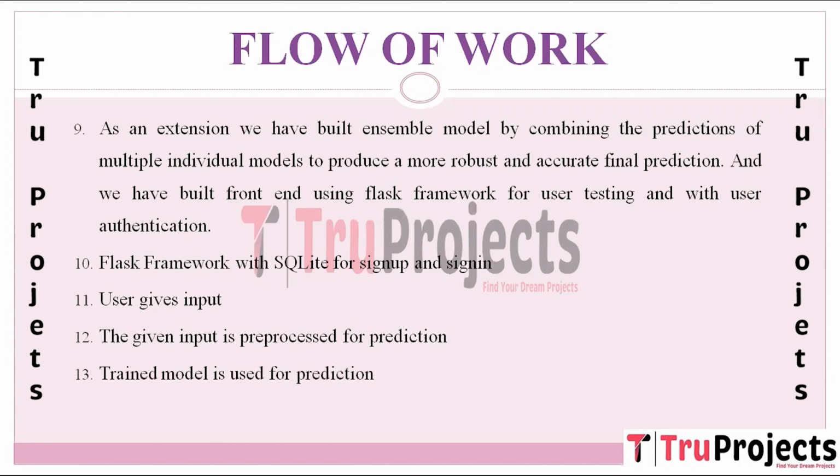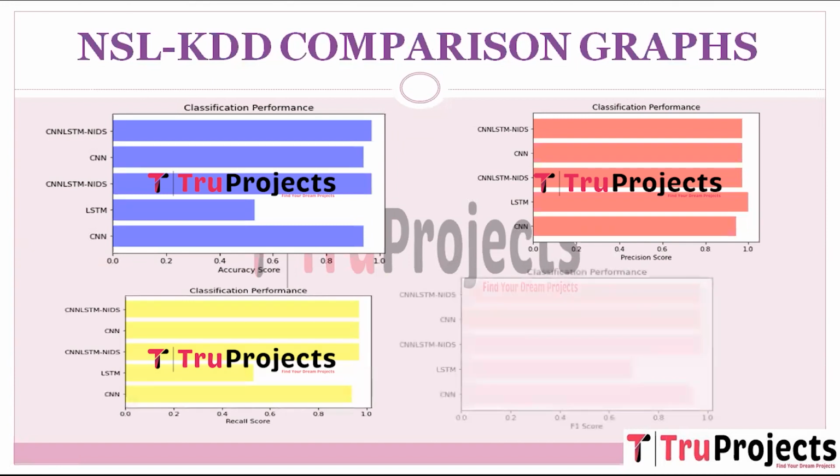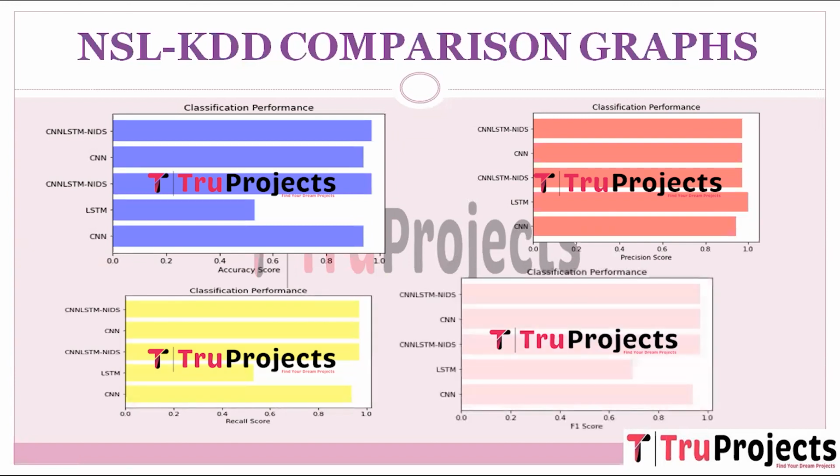And the pre-processed user input is fed into the trained models for prediction. The best performing model is selected to make predictions based on the input data. And the predicted outcome is displayed through the front-end interface, allowing the user to view the results of the model's predictions or analysis. Now we'll see the comparison graphs of algorithms built using NSL-KDD dataset.